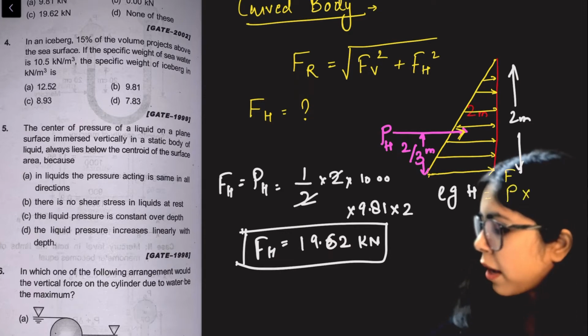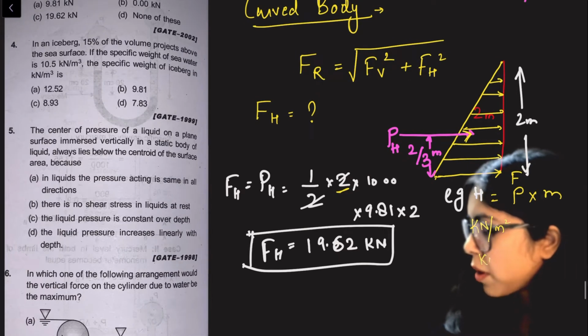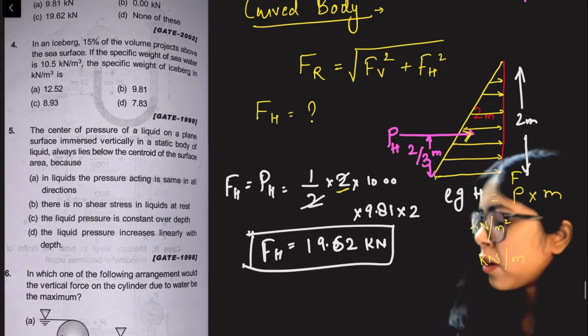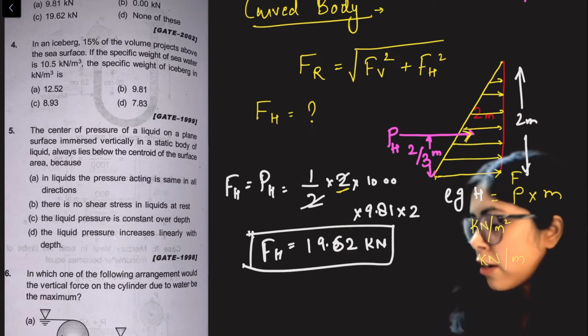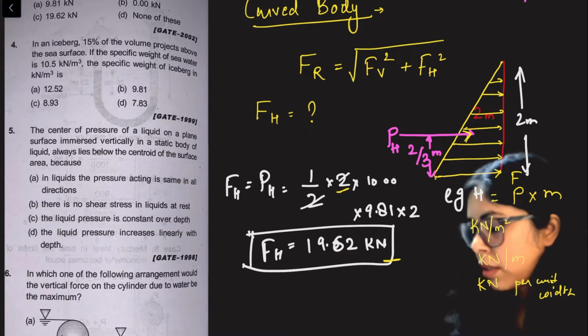If I am multiplying it with, this is kilonewton per meter square. Okay, and this is kilonewton, and I am multiplying it with meter, so it is giving me kilonewton per meter, and per unit I am taking, I don't know the width, right? So per unit, that means it became kilonewton per unit width, so I can take it as force directly.